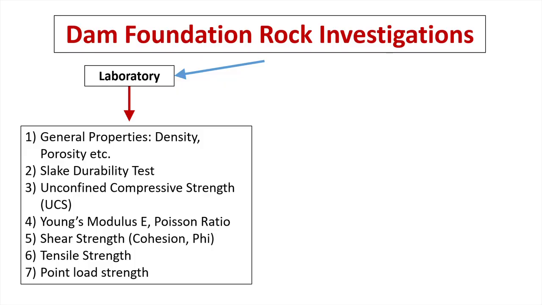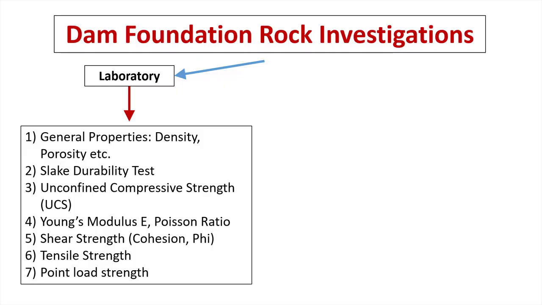Fifth is shear strength properties of rock: cohesion and internal angle of friction. These are also useful in stress and deformation analysis. Triaxial testing and direct shear testing are some of the testing procedures to find out these properties. Other properties are tensile strength and point load strength of rocks.